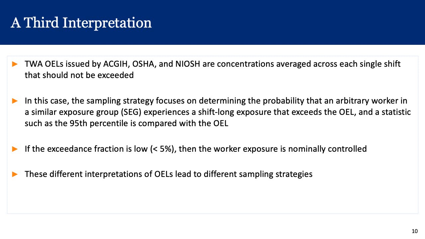So here, we are not looking at the long-term average, and we are not looking at each single shift measurement and comparing it to the OEL. We are instead taking several measurements, and we are then estimating the 95th percentile of the exposure distribution and then comparing that percentile to the OEL. So this is the third interpretation of the OEL. And in fact, it makes the most sense because we really want to protect most of the workers all the time. So by saying that we'll be using the 95th percentile, we are essentially saying we want to protect 95% of the workers all the time.